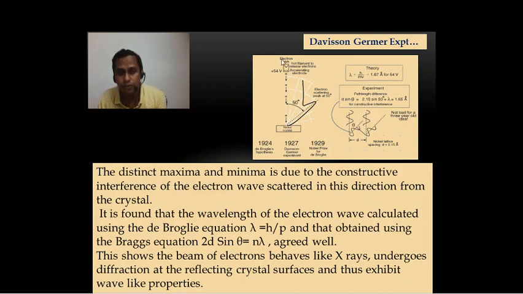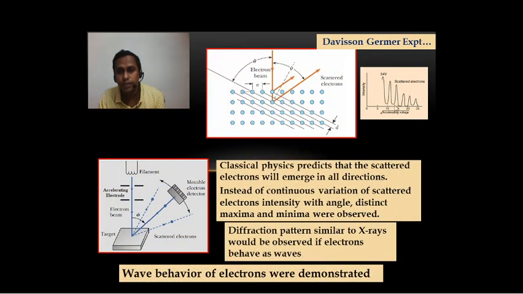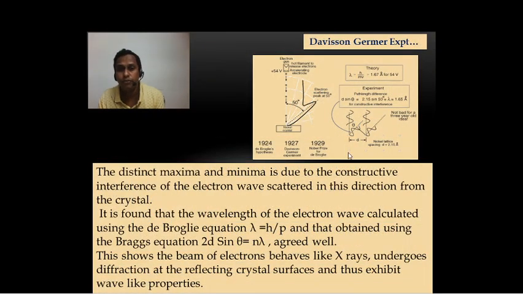For that particular 54 volts, lambda equals h by the square root of 2meV, and we get one lambda that matches with 2d sin theta. For 50 volts or 60 volts, it does not match as well. At 50 volts it is somewhat matching, and we get some intensity, but the maximum intensity is observed at 54 volts.